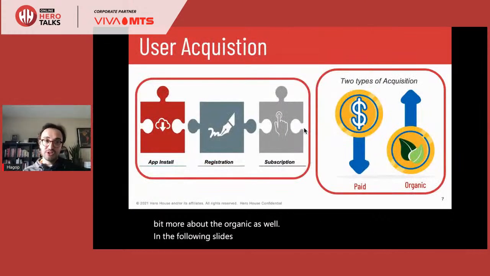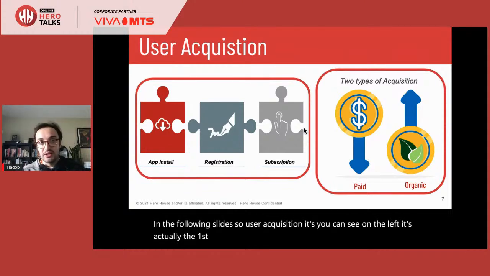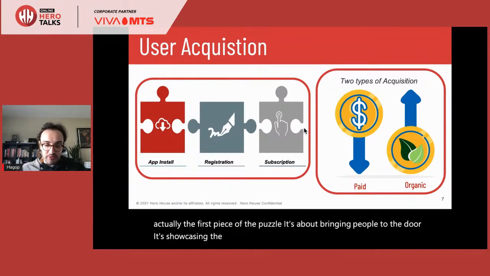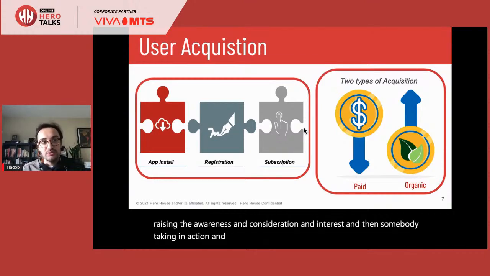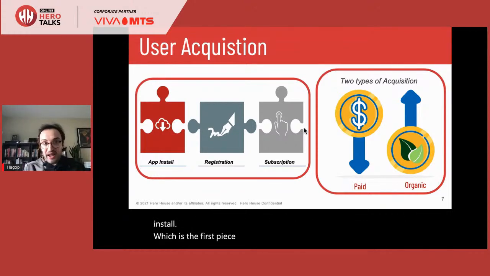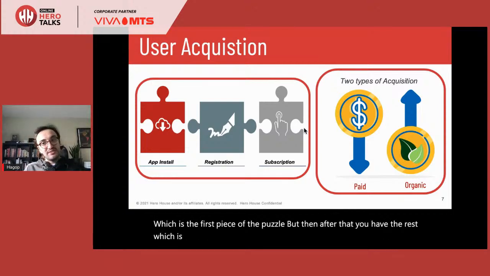User acquisition, you can see on the left, is actually the first piece of the puzzle. It's about bringing people to the door. It's showcasing the message, creating recognition of your brand, raising awareness, consideration and interest, and then somebody taking an action. The action in this case with user acquisition is the app install, which is the first piece of the puzzle. After that, you have the rest, which is registration, subscription, which are post-install activities, which is user engagement.